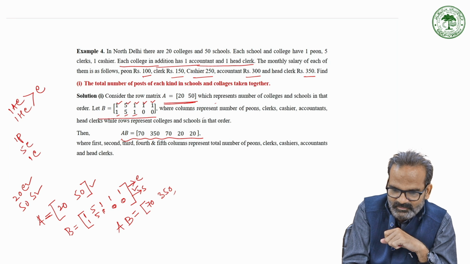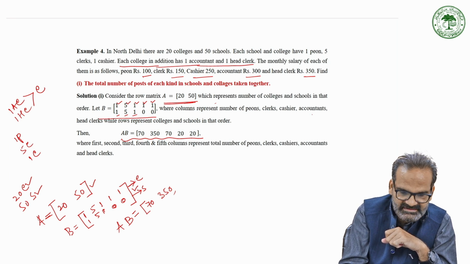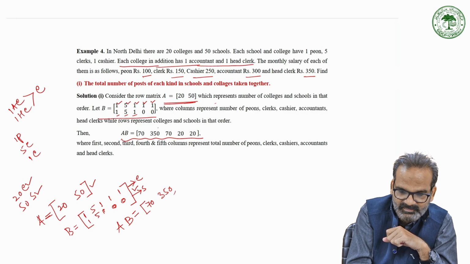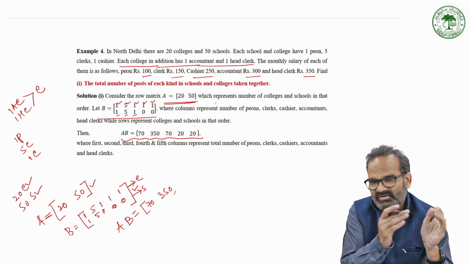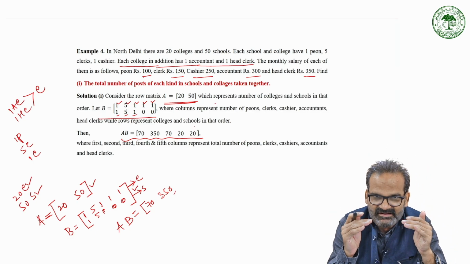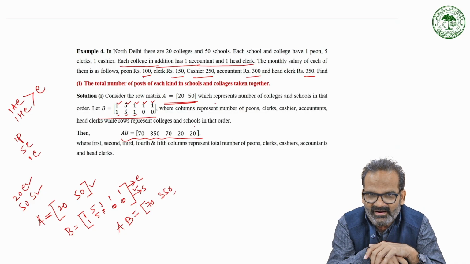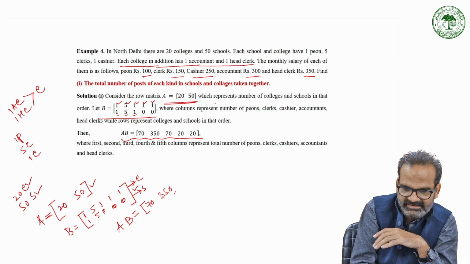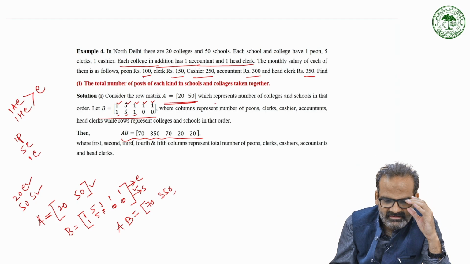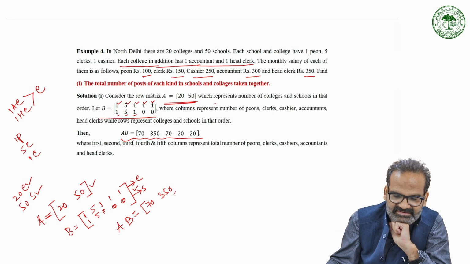The columns represent the number of peons, clerks, cashiers, accountants and head clerks, while the rows represent the colleges and the schools. The first row represents the employees in the college. The second row represents the employees in a school. Now, to find the total number of employees in schools and colleges altogether, we multiply A and B, and the product AB comes out to be 70, 350, 70, 20 and 20.